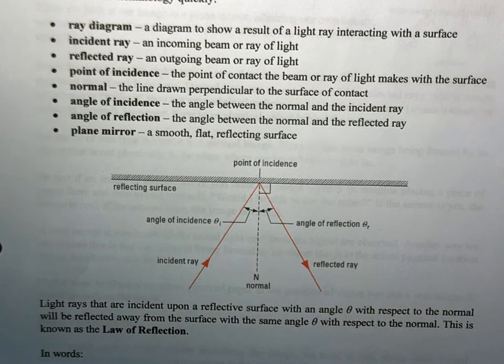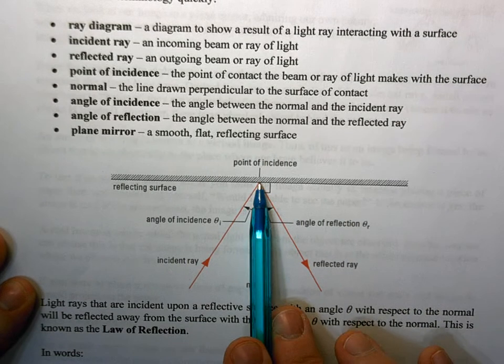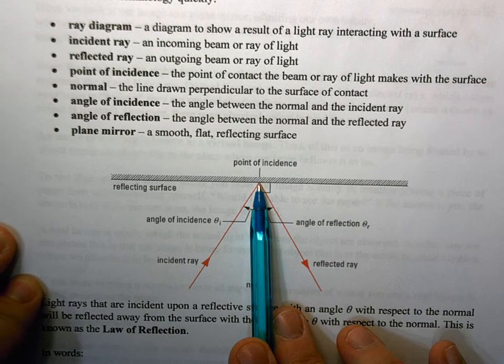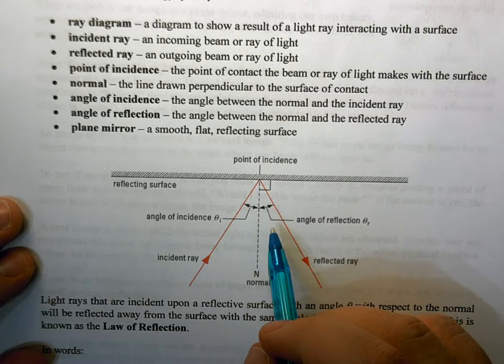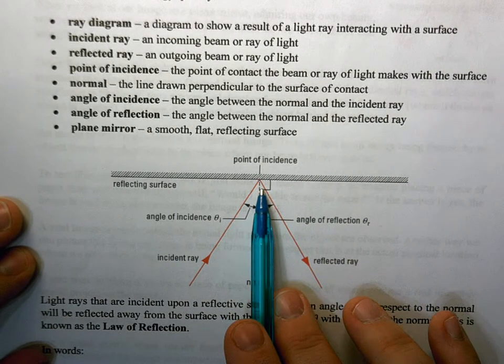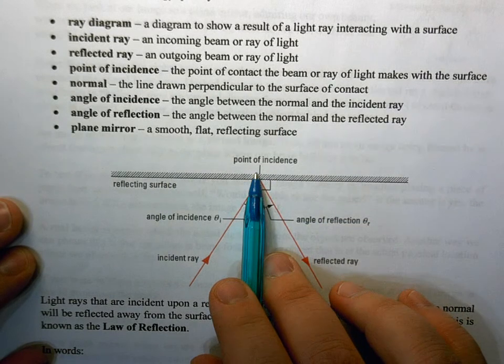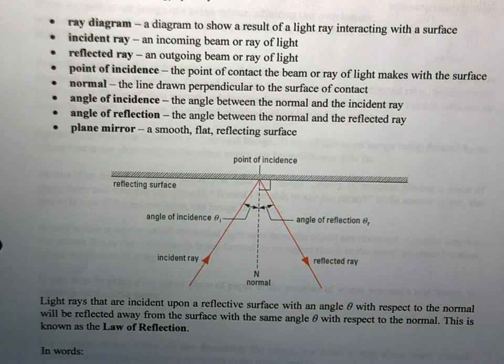The point of incidence is where the light ray contacts the surface. So this is our point of incidence on the mirror. We have our angle of incidence. Actually, before I get to that, we have this thing called the normal line. The normal line is drawn 90 degrees, or perpendicular, to your reflective surface. The whole purpose of the normal line is that this is where we're going to base our measurements off of.